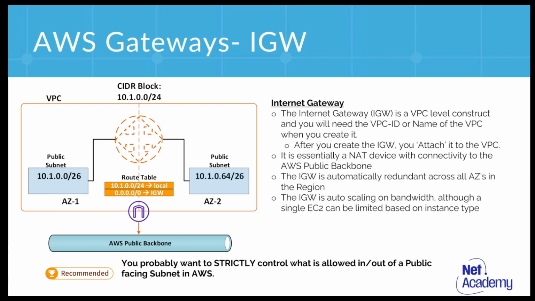So everything in a public subnet typically has a NAT. And again, we're going to talk a lot about NATs.